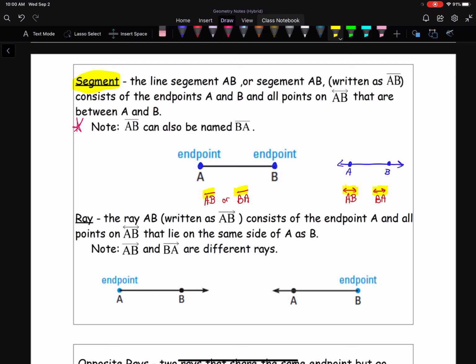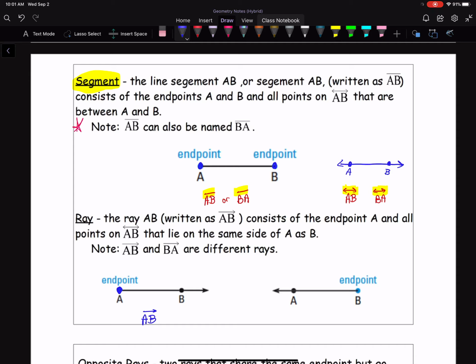Okay, so we have some examples down here. Now here the order of the letters matters. When you write out ray AB here, you always start with your endpoint letter first. So this is going to be A, B. Now, how I tell that it's a ray is by the symbol I'm going to place on the top. So it's going to be just a ray, 1 arrow.